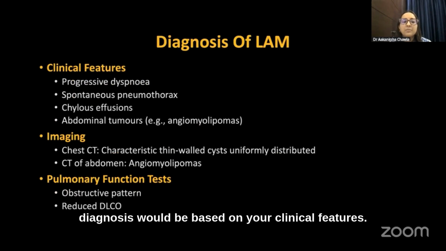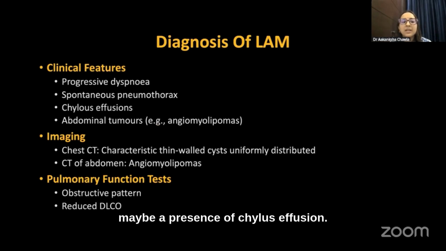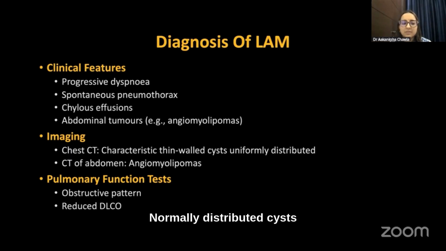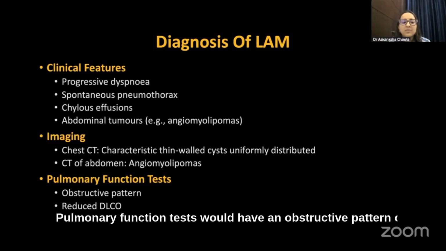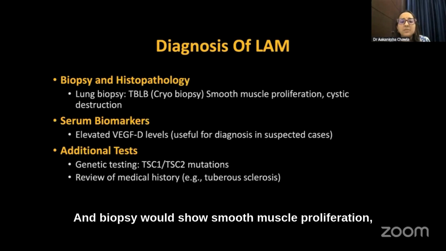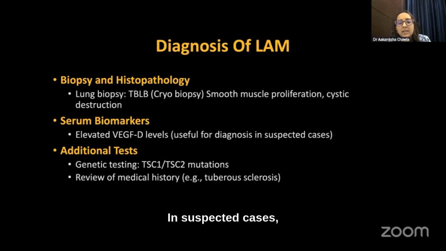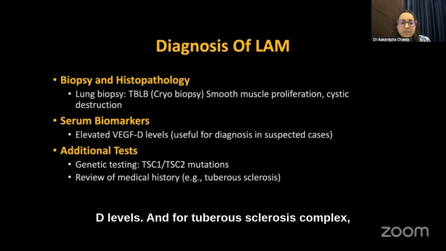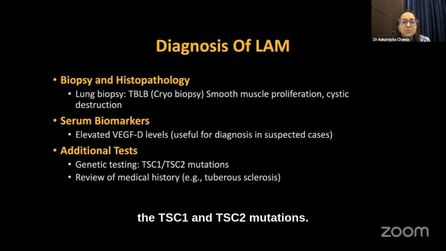So diagnosis would be based on your clinical features: progressive dyspnea, spontaneous pneumothorax, maybe a presence of chylous effusion. Abdominal scan may show angiolipomas. CT would show characteristic thin-walled, uniformly distributed cysts on the HRCT chest. Pulmonary function tests would have an obstructive pattern or a reduced DLCO. And biopsy would show smooth muscle proliferation and cystic destruction. In suspected cases, you can check for the vascular endothelial growth factor D levels. And for tuberous sclerosis complex, we look at the genetic mutations, the TSC1 and TSC2 mutations.